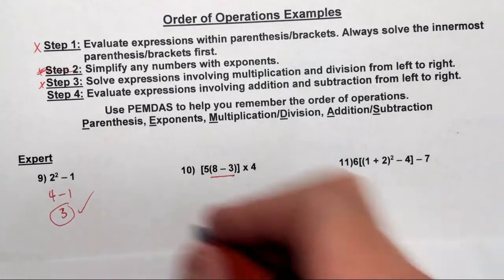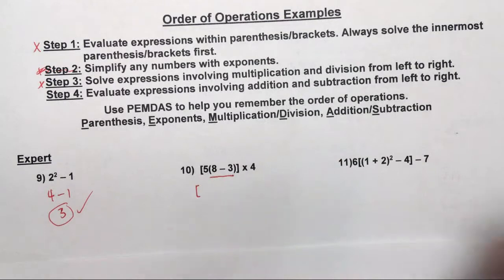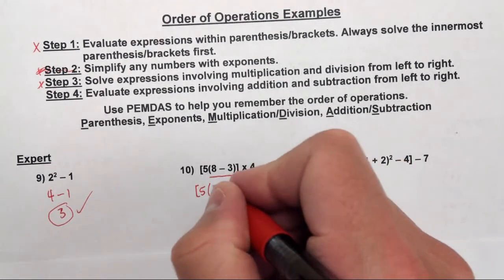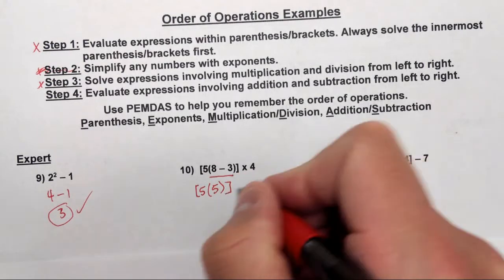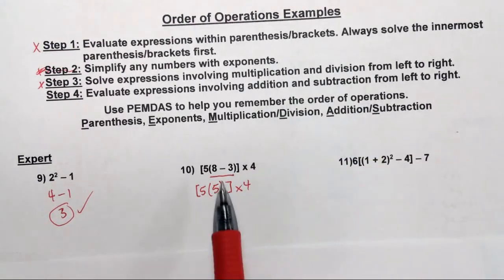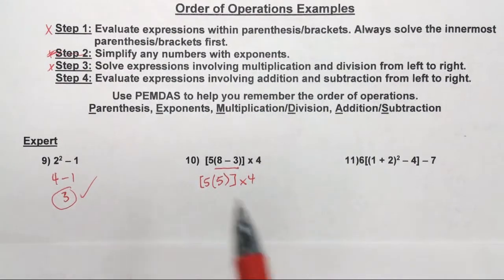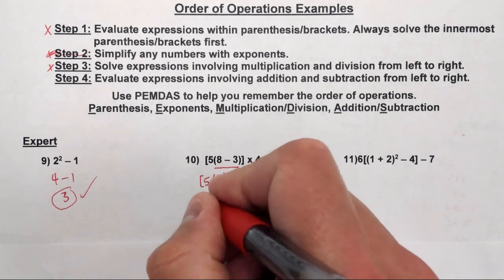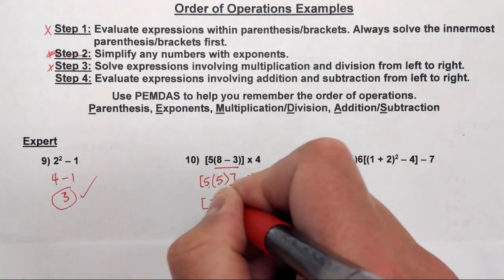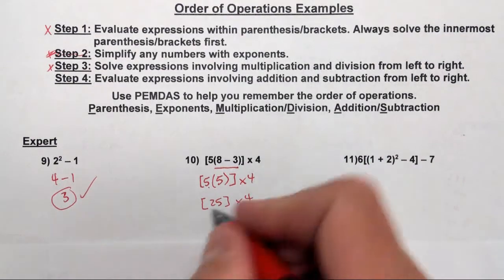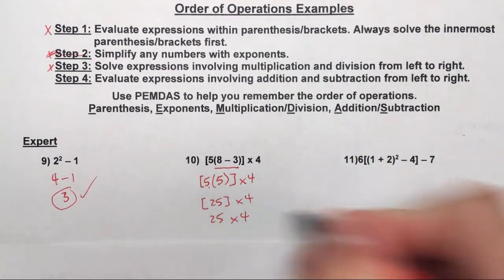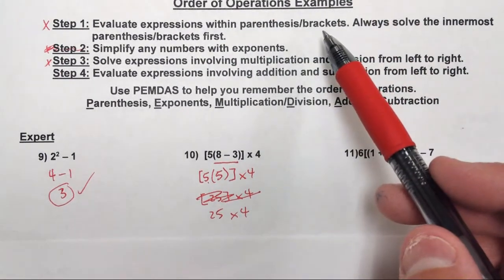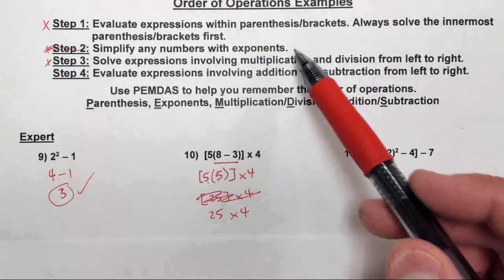And so what I'm going to do is write these brackets down again. 8 minus 3 becomes 5. And then we have this times 4. So I've simplified the innermost parentheses. Now I need to take care of this bracket. So 5 times 5 becomes just 25. And if you want to, you could get rid of those brackets and just write it down as 25. So that takes care of the parentheses. Now we're skipping exponents because they don't exist in this problem.